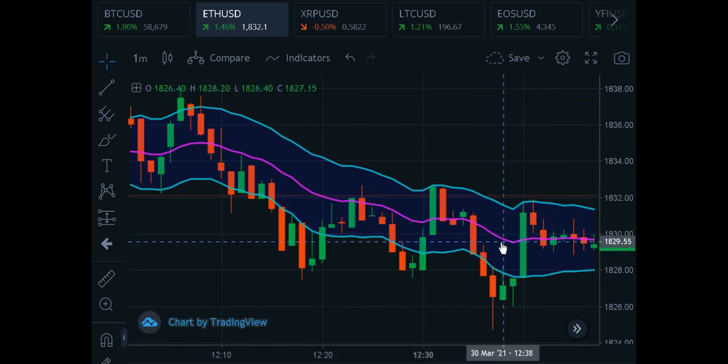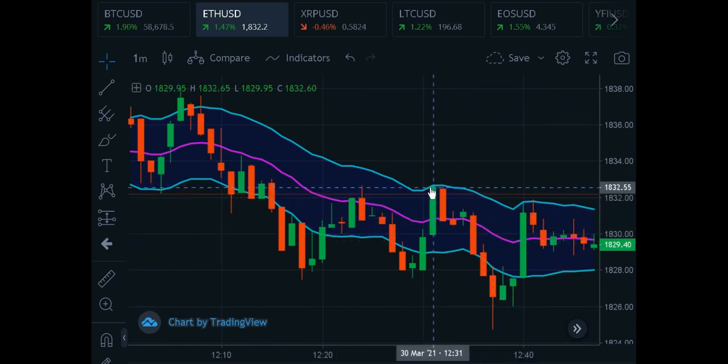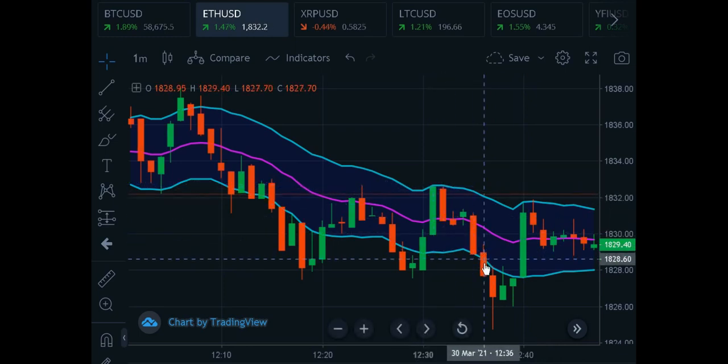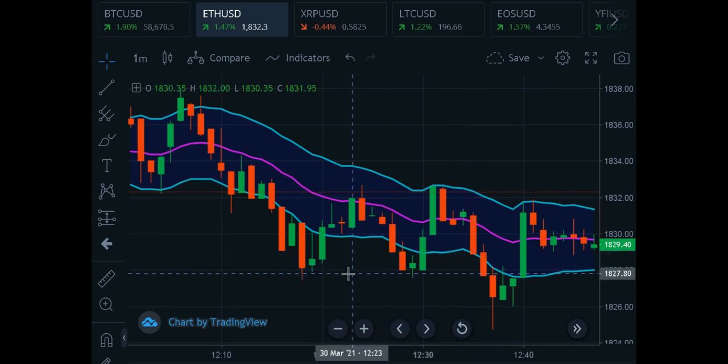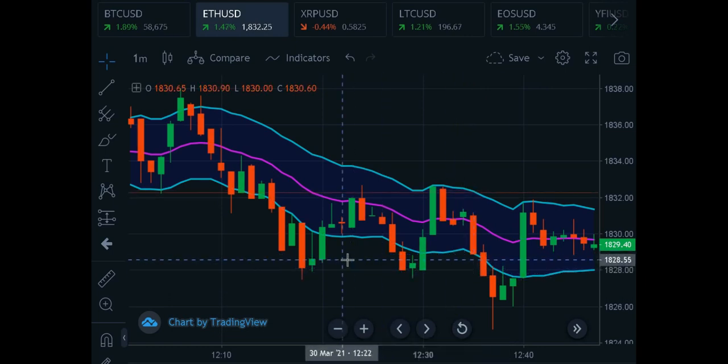Or even consider going short maybe if it touches the upper band, the upper line here, and then cover your short position when it reaches that lower band here. But shorting is very risky. It is not for everybody, okay?